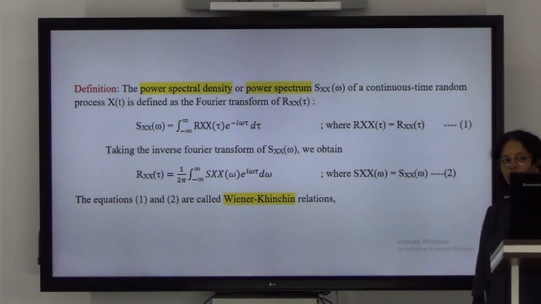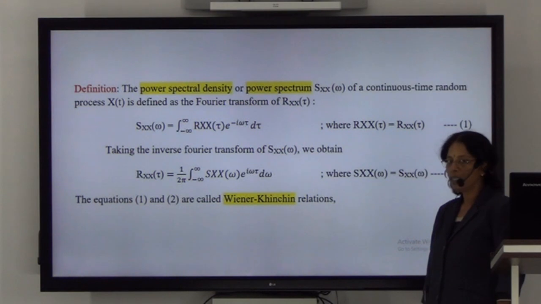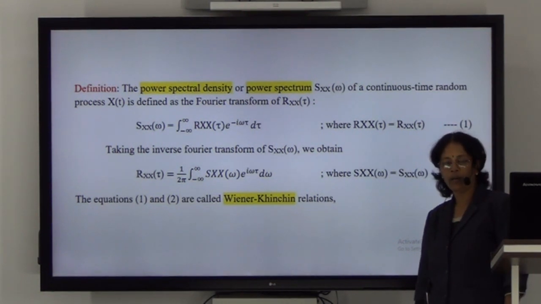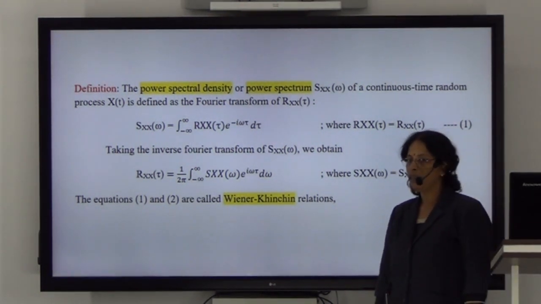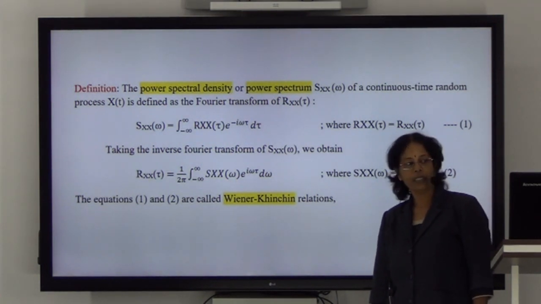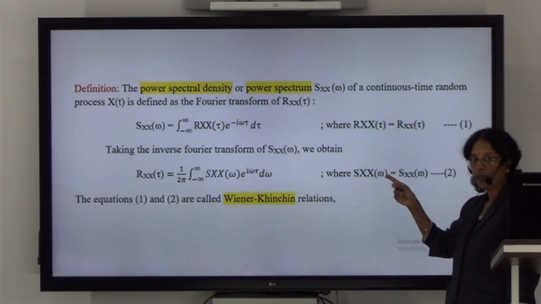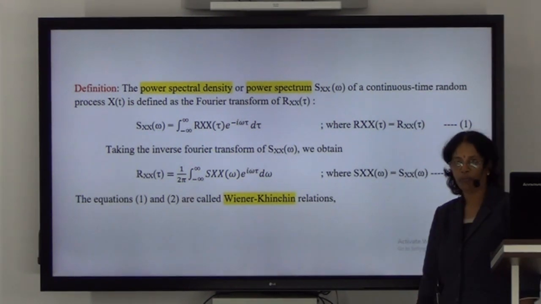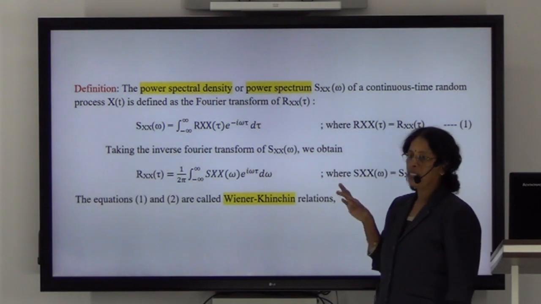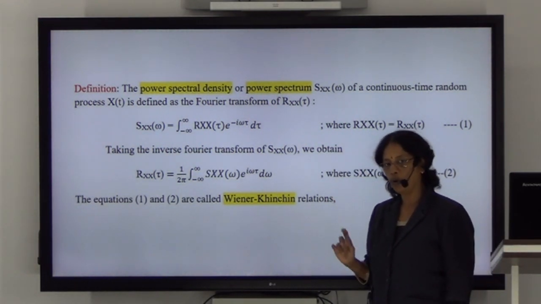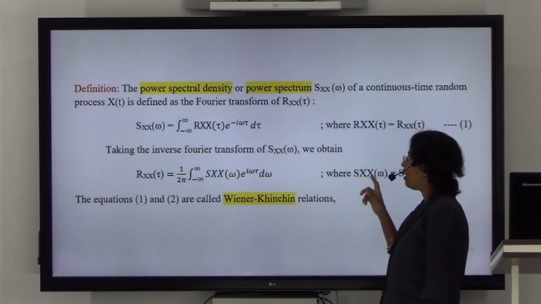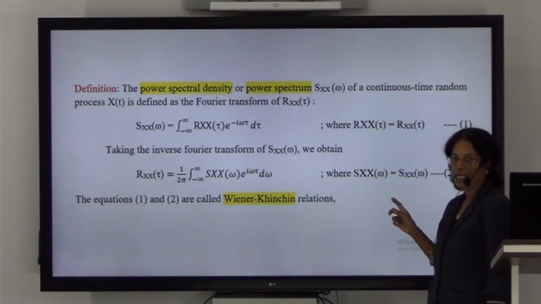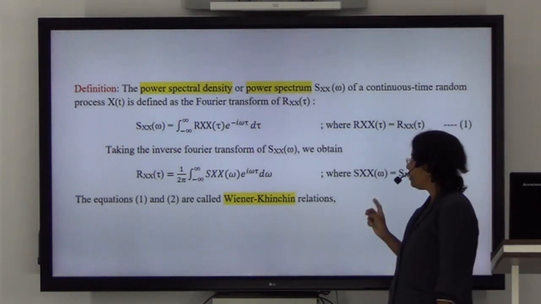The definition of power spectral density. Consider a random process x of t, and the power spectral density function S omega is defined as the Fourier transform of the autocorrelation, given as Sxx omega equals the integral from minus infinity to plus infinity of Rxx tau e raised to minus i omega tau d tau. And the inverse Fourier transform of S will give you the autocorrelation function, defined as Rxx tau equals 1 by 2 pi times the integral from minus infinity to plus infinity of Sxx omega e raised to i omega tau d omega.